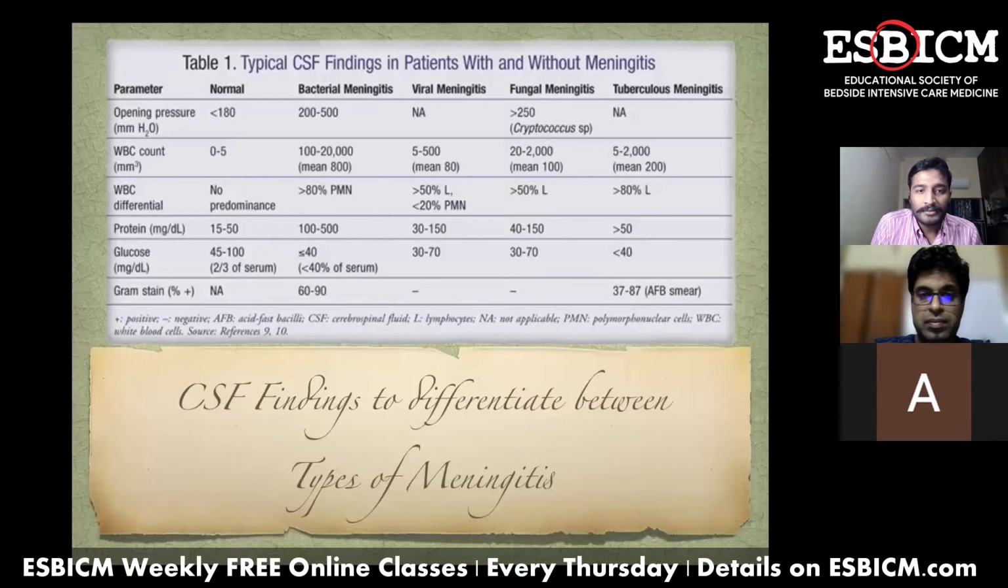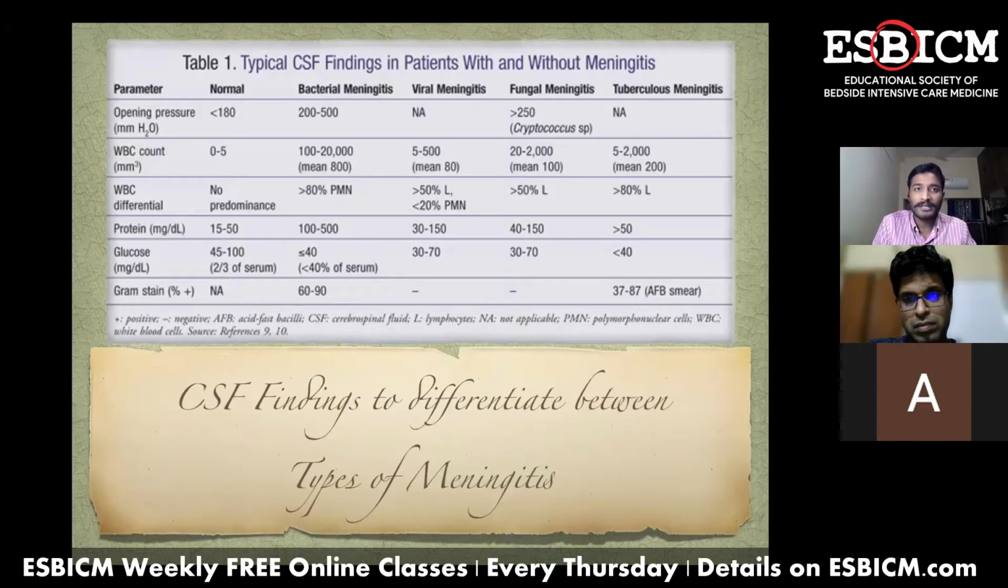These are the CSF findings which will help us to differentiate between the different types of meningitis. Mostly we'll look at the bacterial and viral in this. In a very general sense, the WBC counts, the white cell counts in bacterial is very high, can go up to 20,000, 100 to 20,000. And it is primarily consisting of polymorphs. And if we come to viral meningitis, it is not very high, it is 5 to 500, and primarily lymphocytes are present. So this is a good indicator as to which type of meningitis we are dealing with. And we can see the proteins and glucose and the gram staining also.